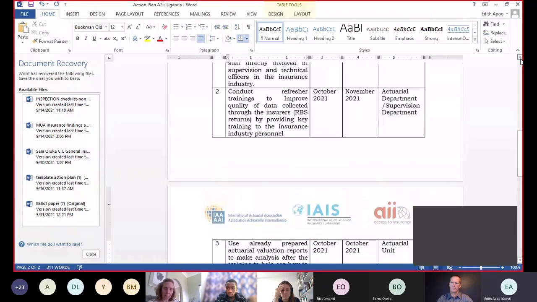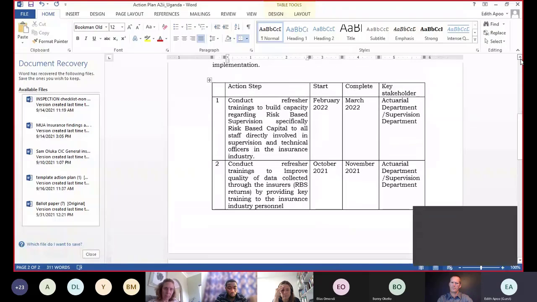And also the second issue that we had with dwindling capacity, specifically actuarial capacity in the insurance industry.